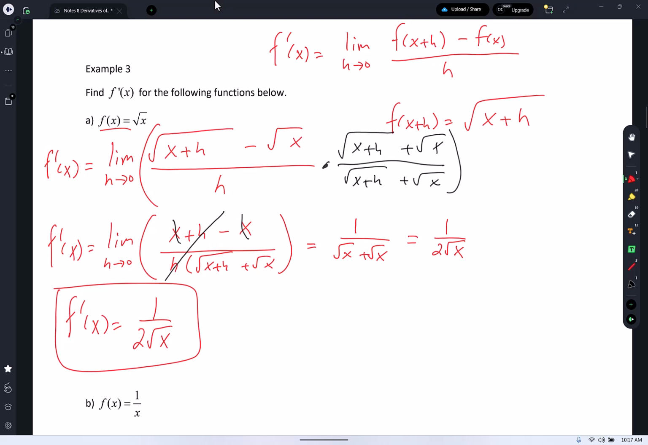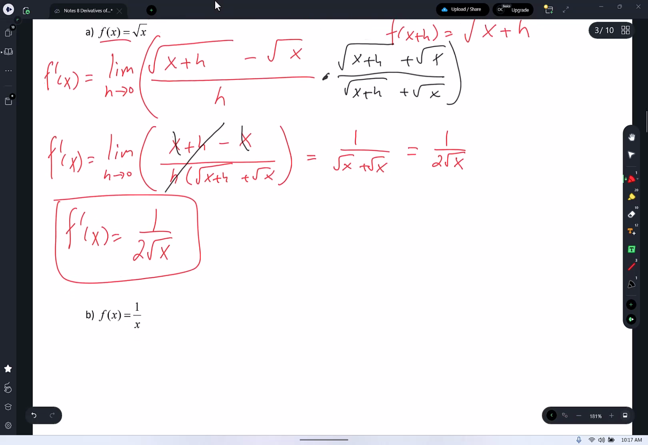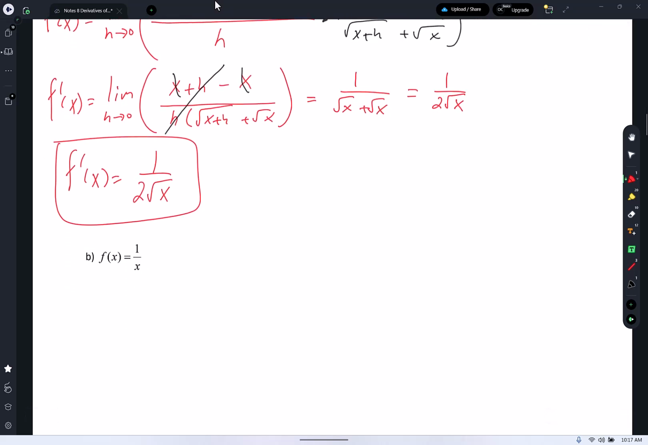You're just going to be doing that over and over again, guys. Are we okay? Yeah, let me know. Yes. Because I don't have an h in the denominator anymore. You know what I mean? H is approaching 0, so x plus 0 is x, so square root of x plus square root of x. Okay, let's go to the next one, guys. We're doing the same thing again and again, using the same definition.